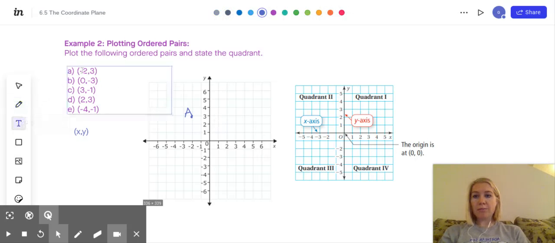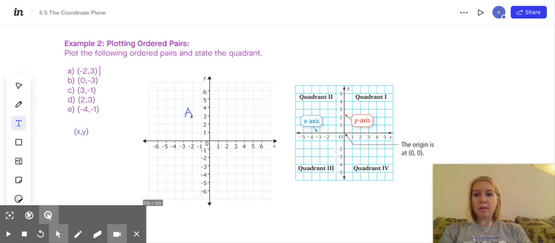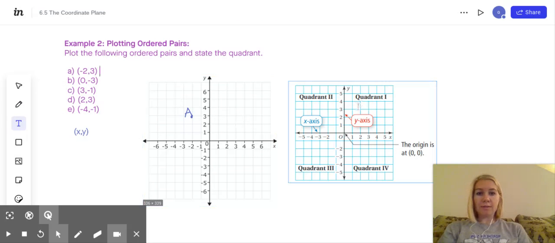Okay, and then we need to state what quadrant it is in. So let's look at my little graph here. It's not in quadrant 1. Oh, it's in quadrant 2. So I'm just going to write Q2, quadrant 2.